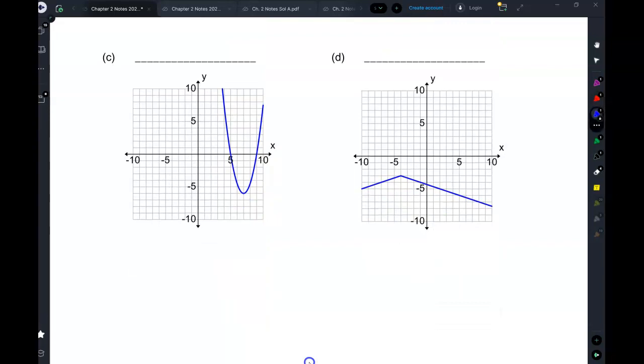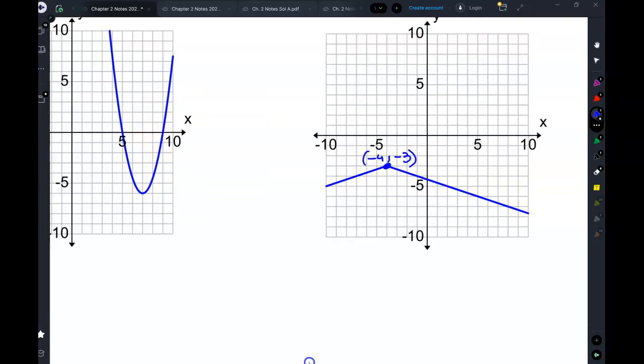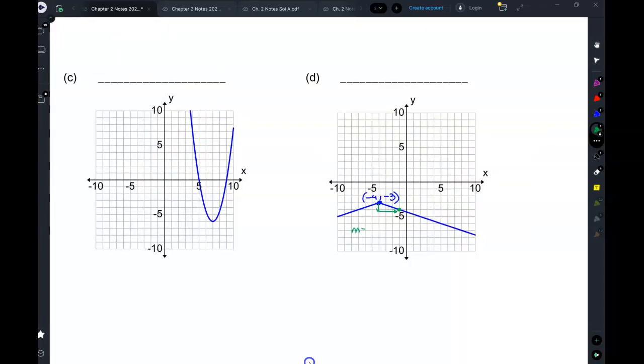Okay, let's do the other absolute value, d. What's the vertex? -4 and -3. And that's your h and k. Now let's pick another point. What other point can we pick? Maybe this one here. What's the slope? Down 1 over 3. So what's the slope? -1 over 3. Okay, so y is negative 1 over 3 absolute value x plus or minus 4? Plus 4 plus or minus 3? Minus 3. Good.